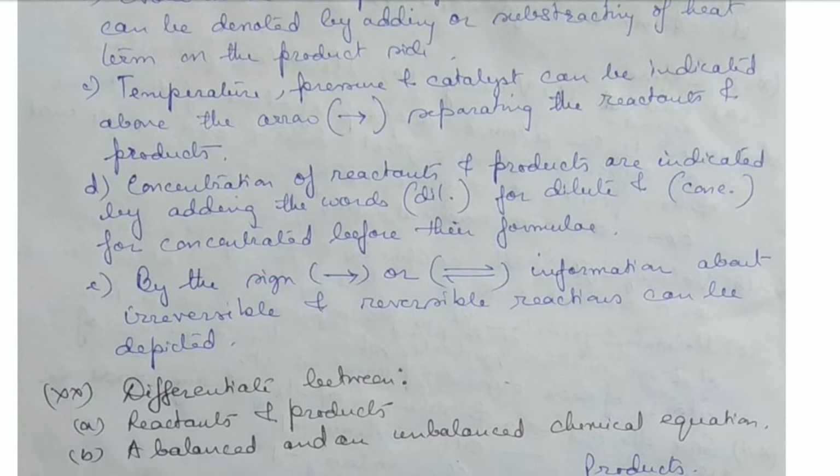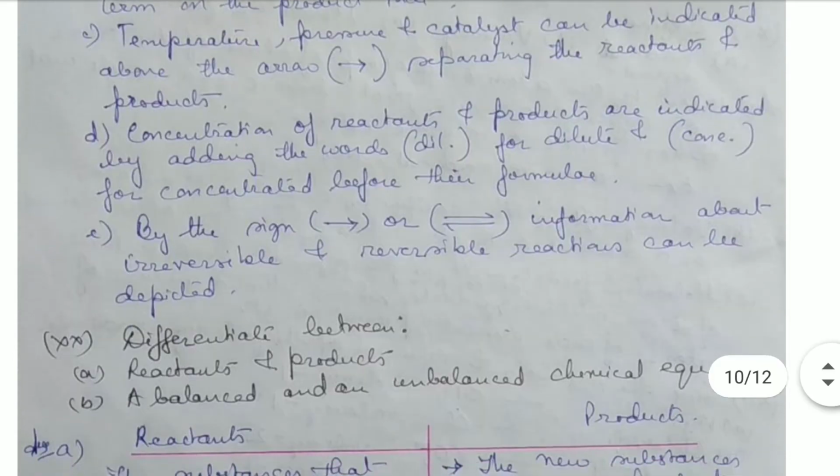Then the concentration of the reactants and the products are also indicated by adding the word dilute, dil, or conc for concentrated, before their formula. Like HCl, hydrochloric acid. Now before that HCl, if we write dil or conc, that indicates that if it is dil, the hydrochloric acid is in dilute form, or if we write conc, then the hydrochloric acid is in concentrated form.